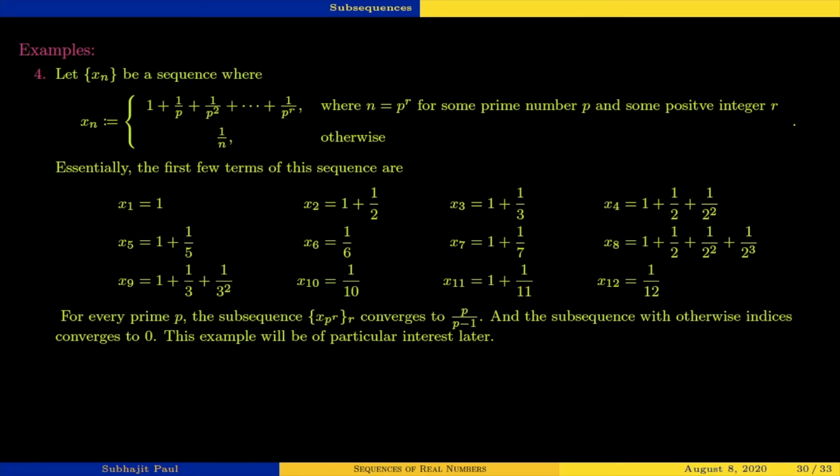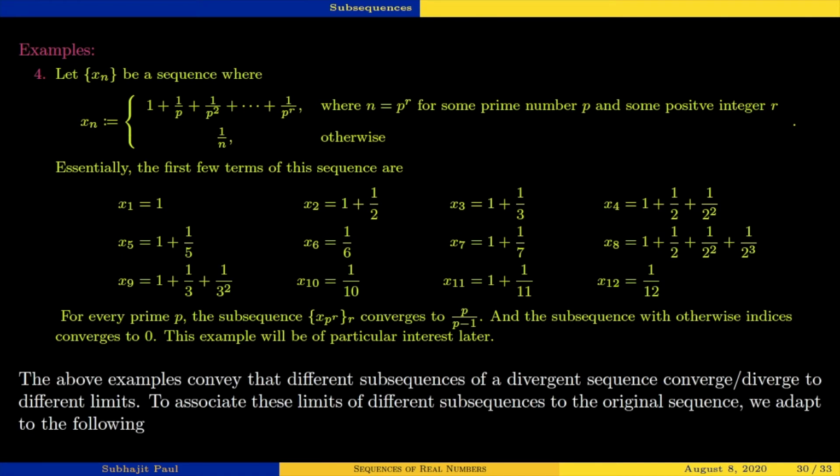So this is another example, a made-up example, not a trivial example like the sequence of rational numbers, having infinitely many convergent subsequences. Okay. The above example conveys that different subsequences of a divergent sequence converge or diverge to different limits. To associate these limits of different subsequences to the original sequence, we adopt the following definition.